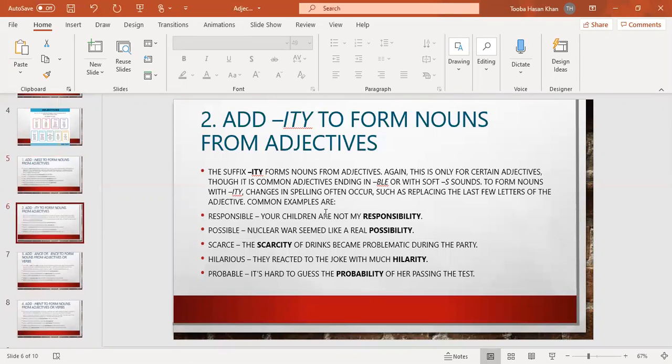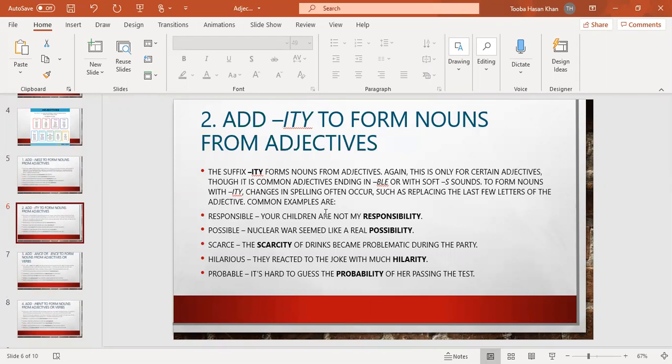The next suffix that we have is ity. We add it to certain adjectives. It cannot be added to all of them. Okay? It is more common in those adjectives which end in ble or that have a soft s sound. ठीक है? They can be added. इनकी पहचान ये होती है, आप दो चीजों से याद रख लें. If the word is ending with a soft s sound, or if it is ending with ble, then we can use the suffix ity to change it.